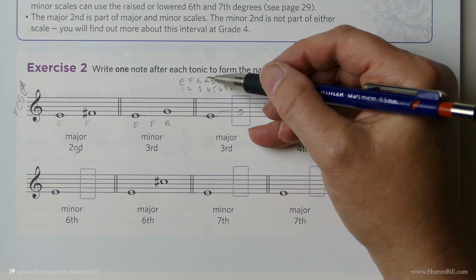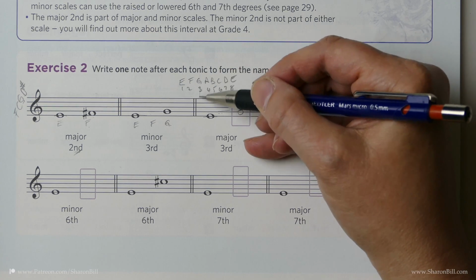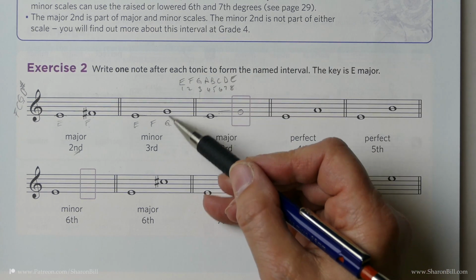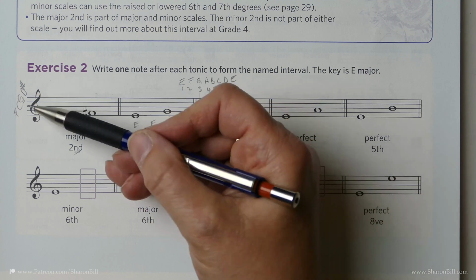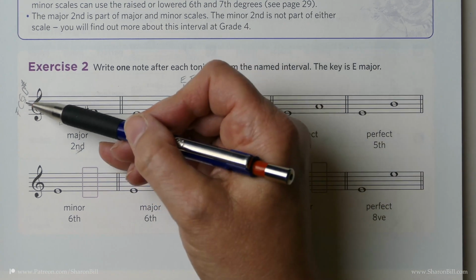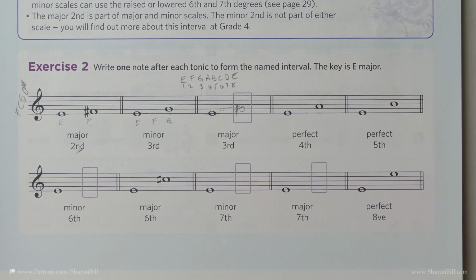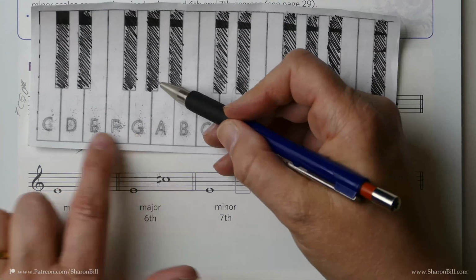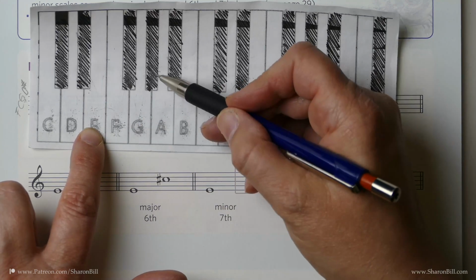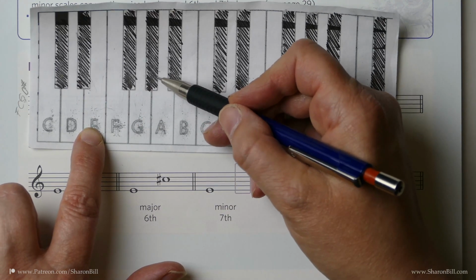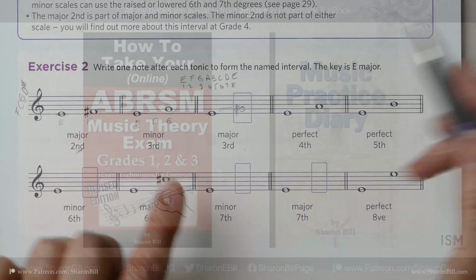We know that the third must be G something. Now the minor third is G natural. We know that E major has G sharps, and so it must have a G sharp. And we can see there it's become greater. The distance from the tonic has become greater. Major means greater, bigger.